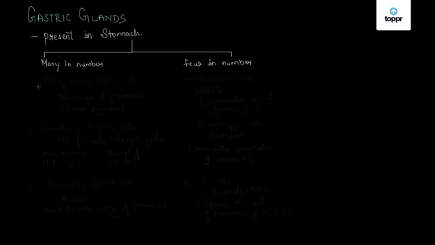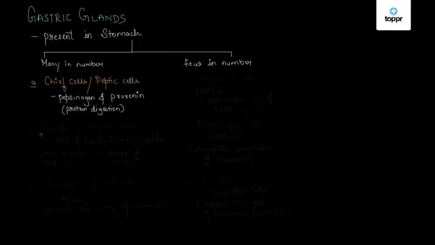Now, many in number, we see that the first, or let's say the A cells, these are the chief cells or the peptic cells. The chief or the peptic cells are found many in number, and they are majorly responsible for the secretion of pepsinogen and prorenin. These are the two inactive enzymes which are found in the stomach, and they are majorly responsible for the protein digestion.